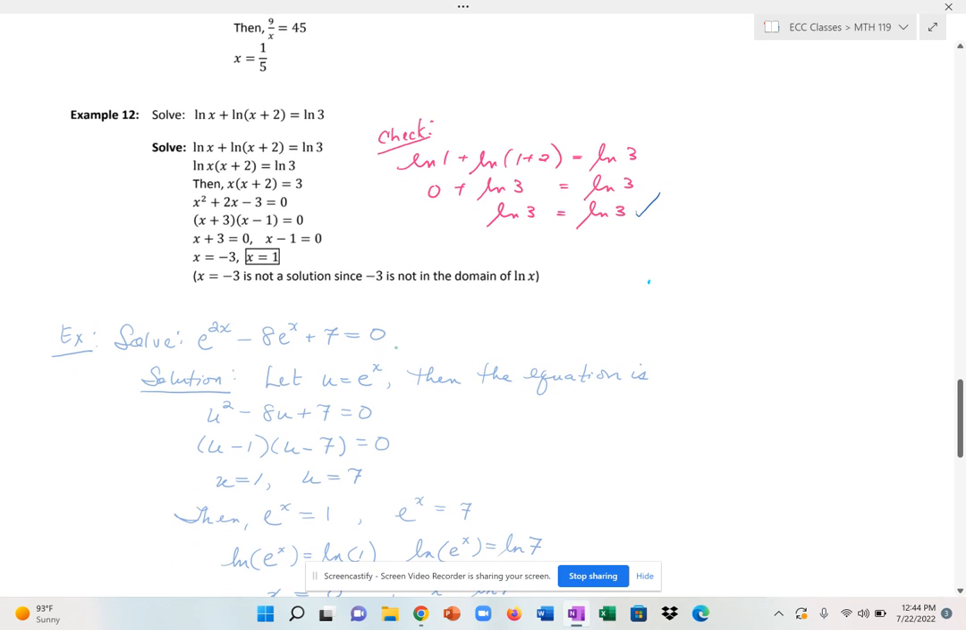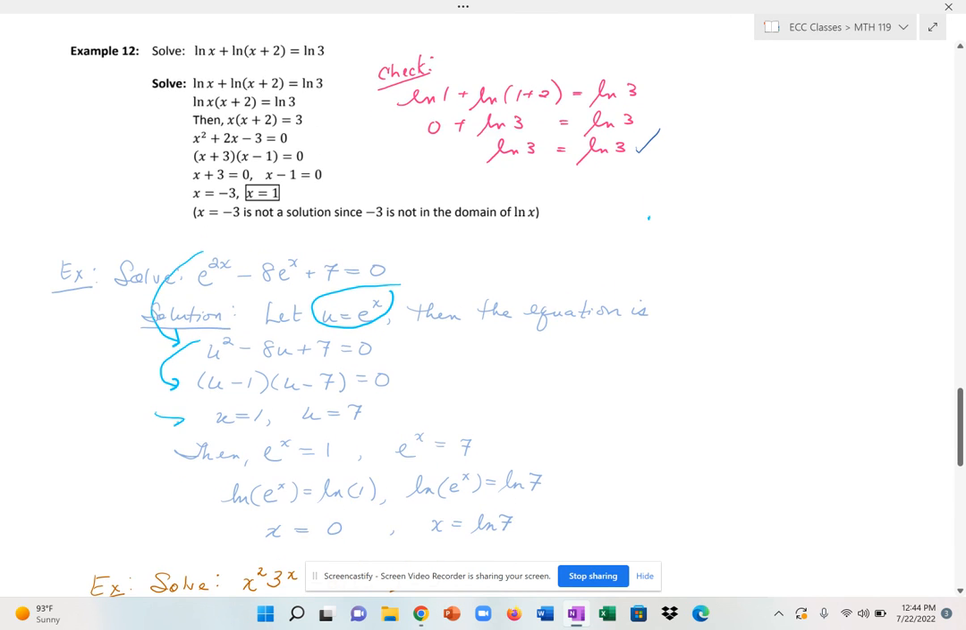So I'm going to let u equal e to the x. So think of u as like a new variable. If I replace my e to the x's with u, e to the 2x becomes u squared minus 8u plus 7 equals 0. This now looks like a regular quadratic equation, just like this one was. And it's factorable. It factors into u minus 1 and u minus 7. So I get two solutions here, u equal to 1 and u equal to 7.